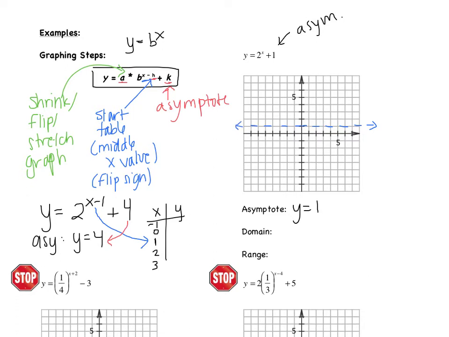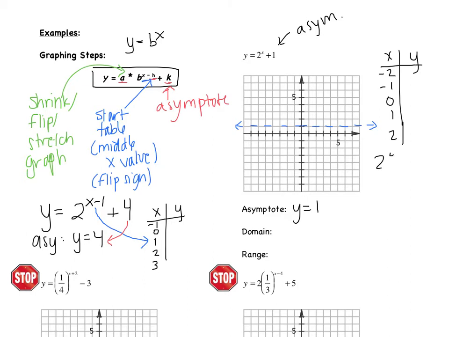Okay, and then we have 2 to the power x. There's no h, so that means h is 0. So in our table, the middle value, like before, is going to be 0. I'm going to go down 2, so -1, -2, and up to 1, 2. And now I'm ready to substitute in.